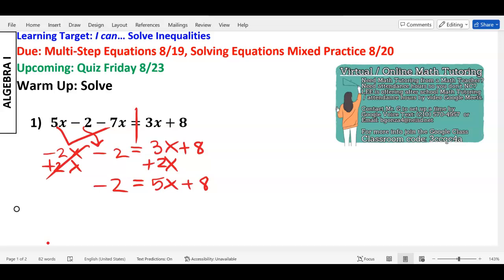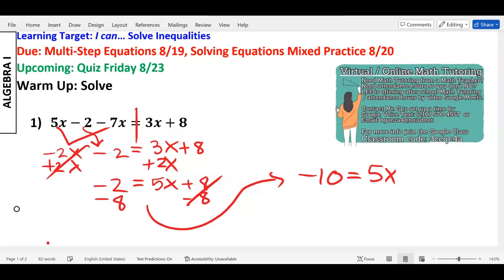So now this is a two-step equation. On the right side, I've got a loner, 8. How do I get rid of that positive 8? The opposite is to subtract 8. Negative 2 minus 8 is negative 10. And then bring that 5x over here. And then to get rid of the 5 in front of x, divide by 5, divide by 5. Negative 10 divided by 5 is negative 2.